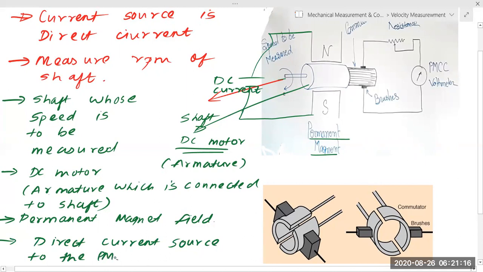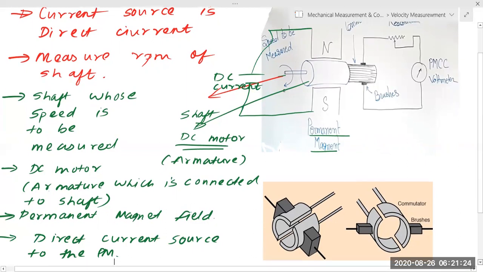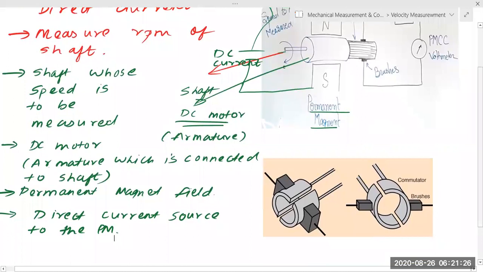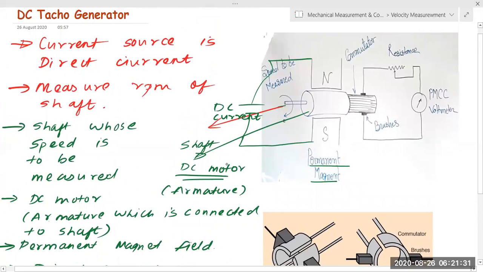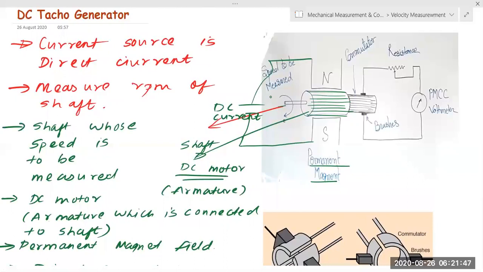Okay, now, whenever there is direct current source to the permanent magnet, we already know that whenever there is a presence of some kind of current source, there will be some flux generated. I am not saying the flux is generated on the armature. I am saying that there will be some flux in between the north pole and the south pole of the magnet. This is very sure for us. So there will be some flux between the north pole and the south pole of the magnetic field.